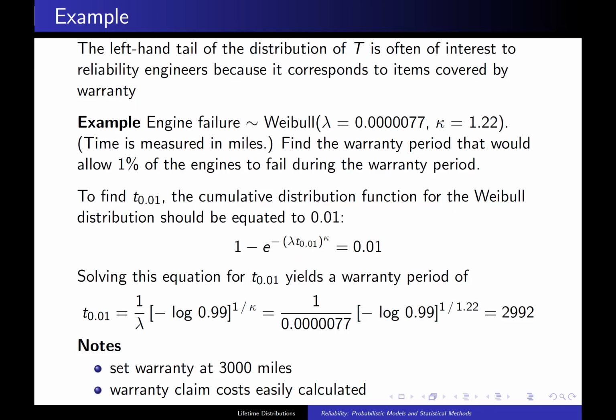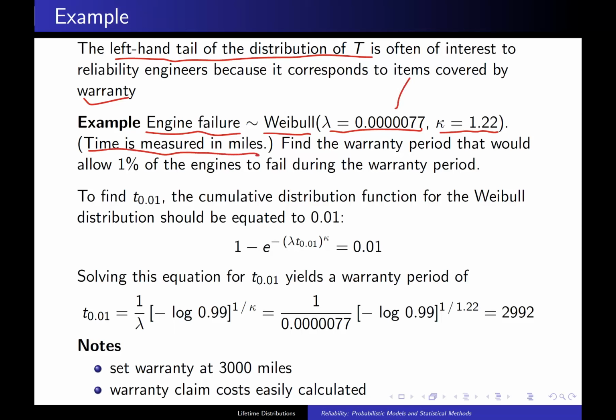Finally, a little more practical example. The left-hand tail of the distribution of t is often of interest to reliability engineers because it corresponds to items that are covered by warranty. So let's say that engine failure, the time to failure of an engine, has a Weibull distribution with a scale parameter of 0.000077 and a shape parameter of kappa equals 1.2. Time here is measured in miles.